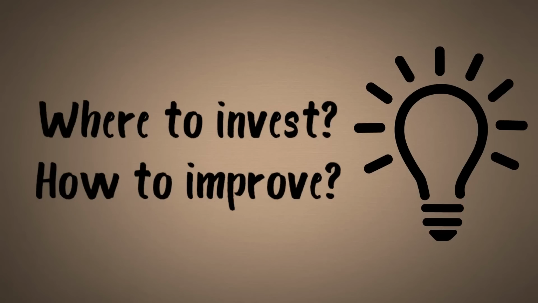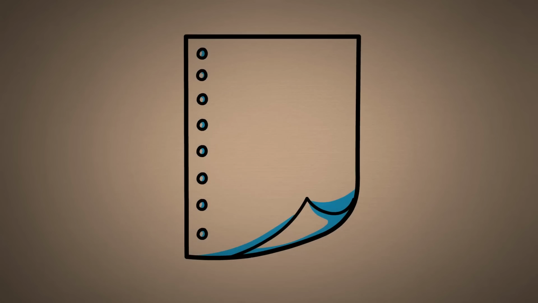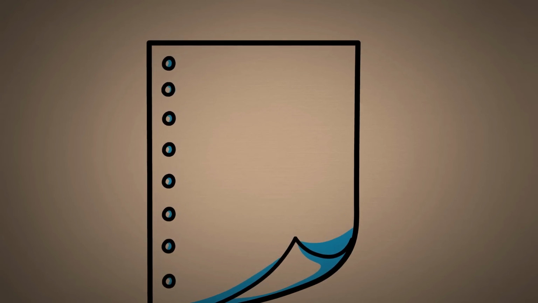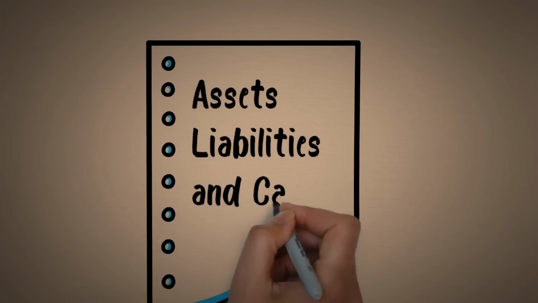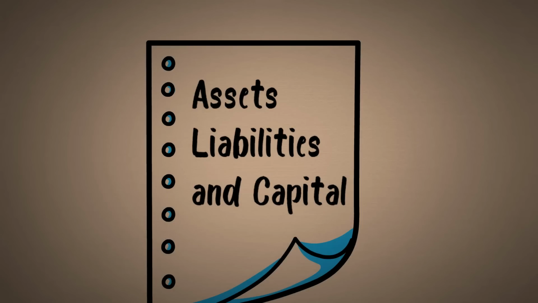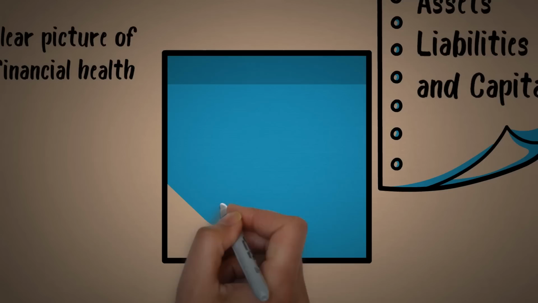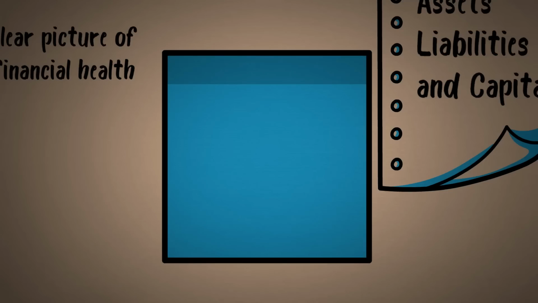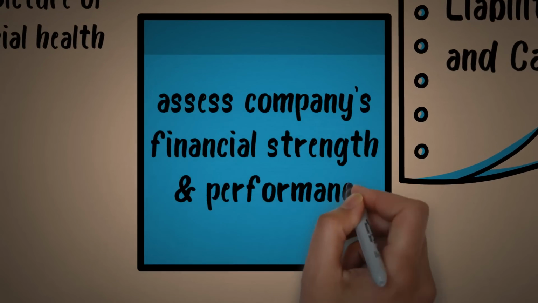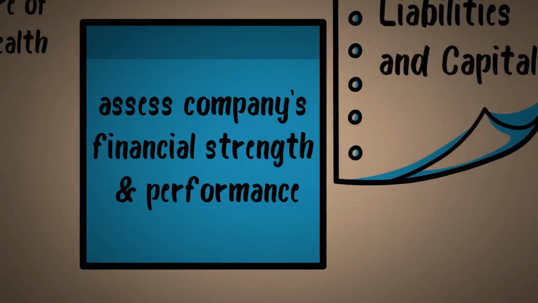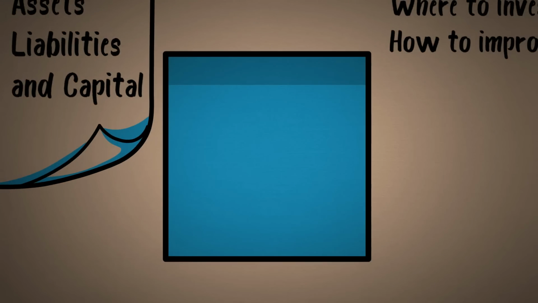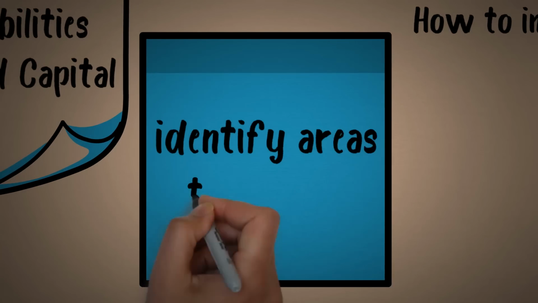It can also help sales and profits by providing a clear picture of the company's financial situation. A balance sheet is a snapshot of a company's assets, liabilities, and capital at a particular point in time. It's a key financial statement that provides insights into a company's financial health. The balance sheet can be used to assess a company's financial strength and performance. It can also be used to identify areas where a company may need to improve.